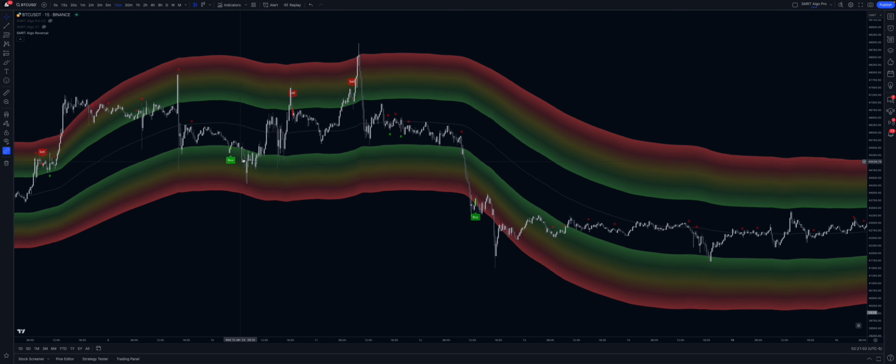For example, we have this buy here. It may have generated the signal a little early. After the signal is generated, price ended up reversing to the upside. And we have these two sell signals here, which price ended up going to the downside after the signal is generated.